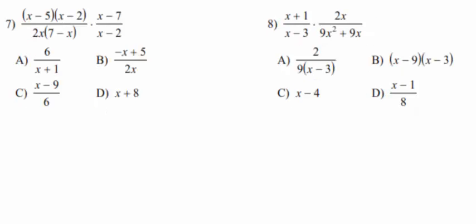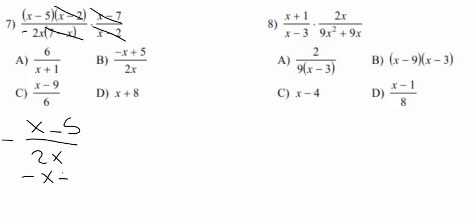So the next one here, we do the same thing. Notice we have an x minus 2 and an x minus 2. It reduces to 1. Now notice the x minus 7 and 7 minus x. They're opposites of each other. So we can get rid of those, and we're just going to put a negative out here. So now we have x minus 5 all over 2x, and we've got a negative out in front. So now that means we could flip the signs of everything in the numerator and make it negative x plus 5 all over 2x.